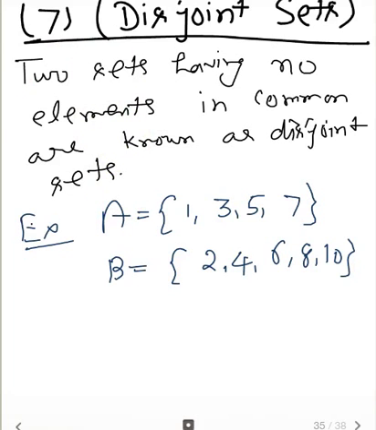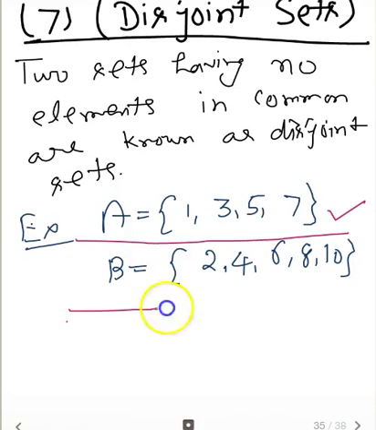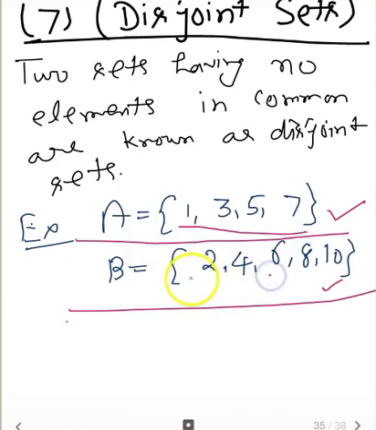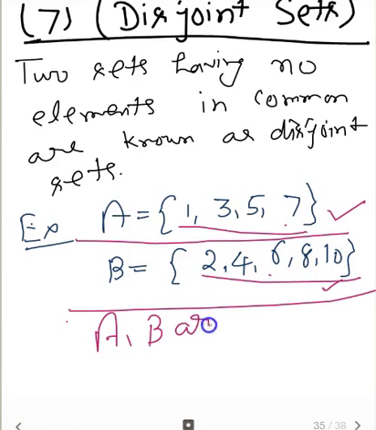Suppose set A is containing 1, 3, 5 and 7, and set B is containing 2, 4, 6, 8 and 10. You can see that here it is containing these elements, and in B it is containing elements like this, but none of the elements is common, right? None of these elements of A is present in B, and none of the elements of B is present in A. So these two sets A and B are called disjoint. No element is in common.